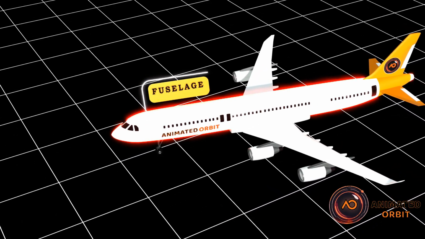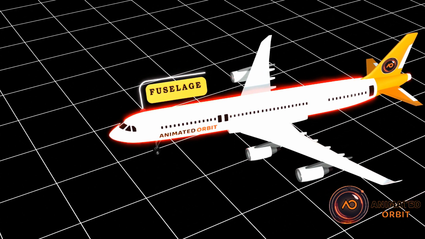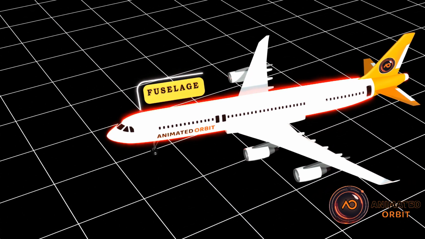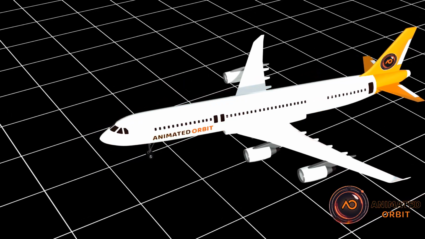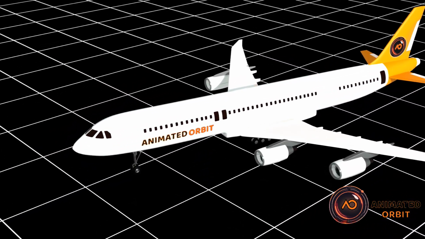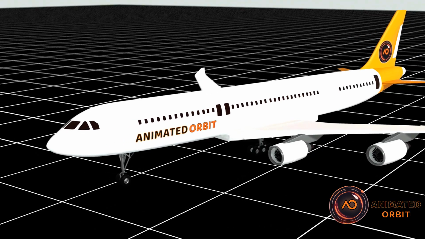Fuselage Body. This is the main body of the airplane. It houses the cockpit, passenger cabin, cargo, and sometimes fuel tanks. It also serves as the base to which other parts like the wings and tail are attached.